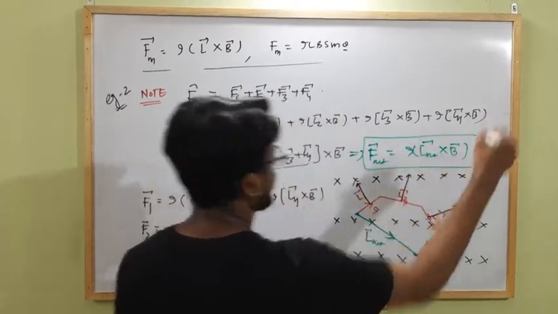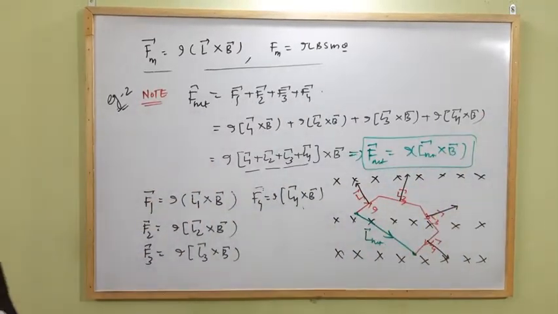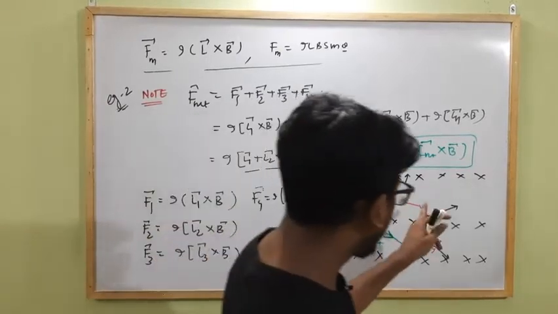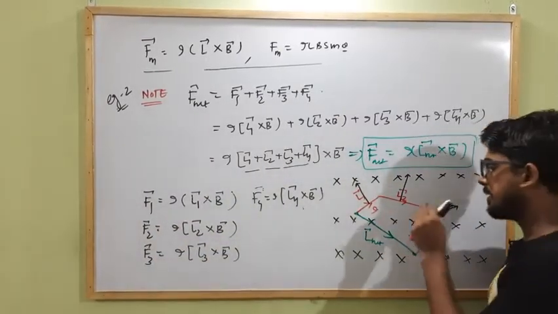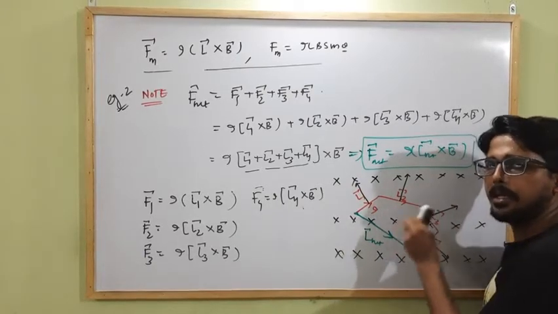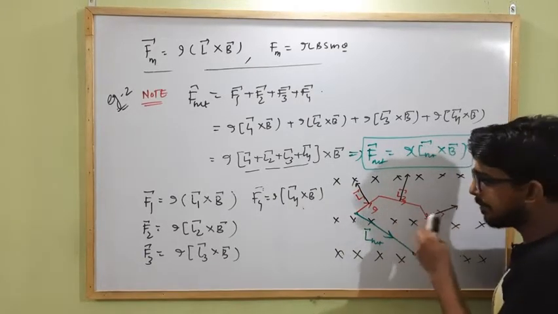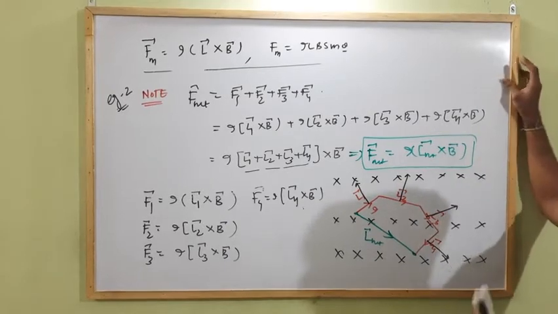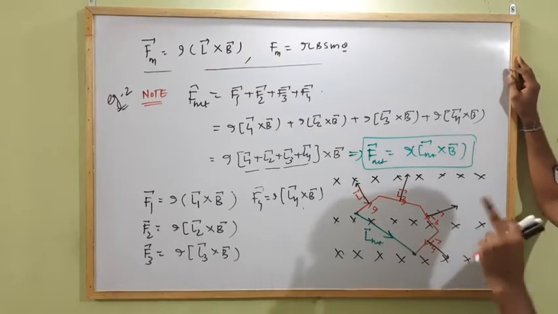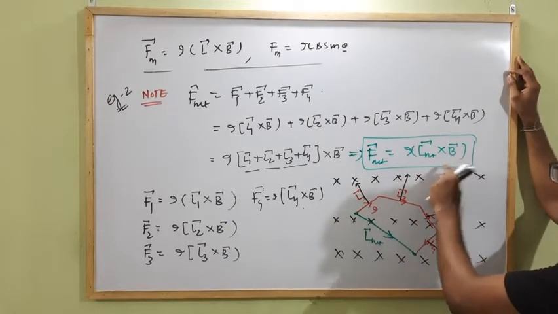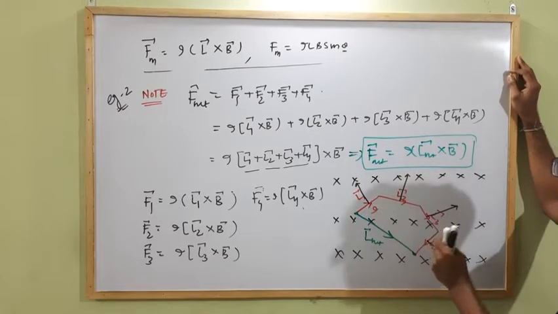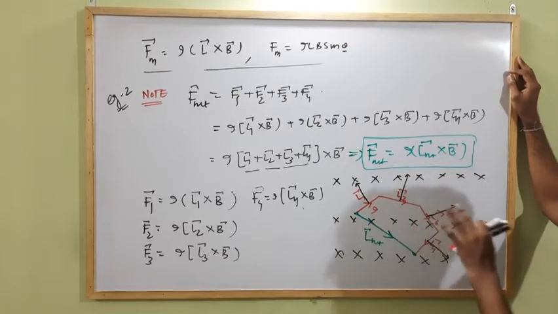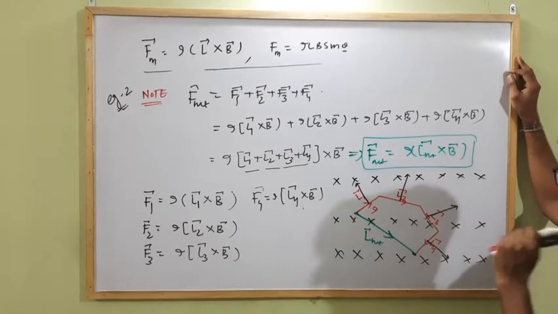Clear? So from this expression we can easily conclude what? If the current carrying segment is of any shape but it is present in an external uniform magnetic field, then the net magnetic force acting on that current carrying segment will be I L cross B, where L is the displacement vector between initial and final position of the current carrying segment. Clear? You have to remember this.